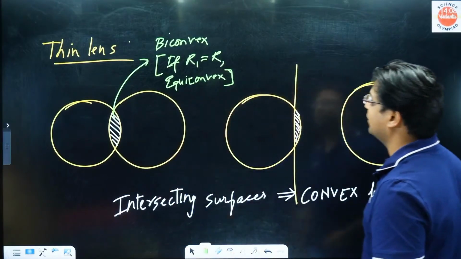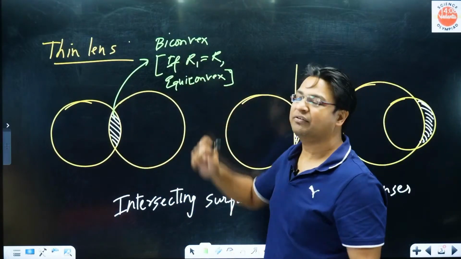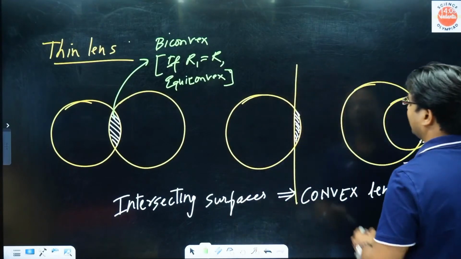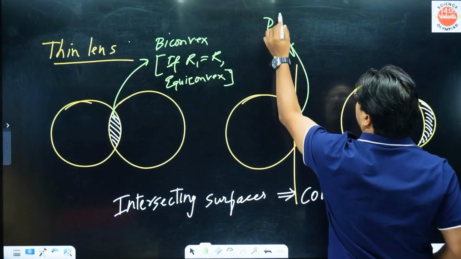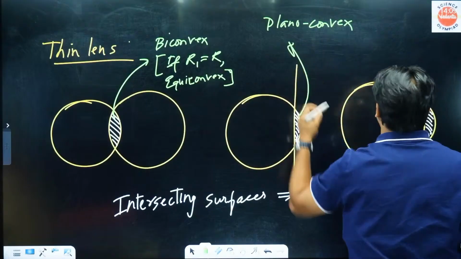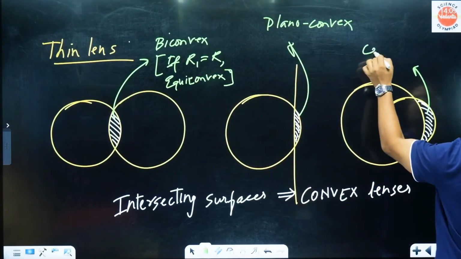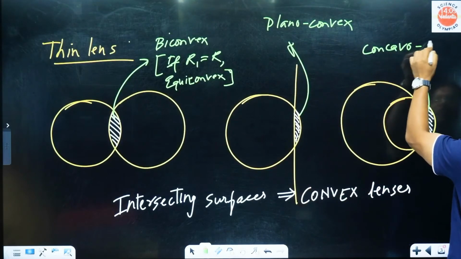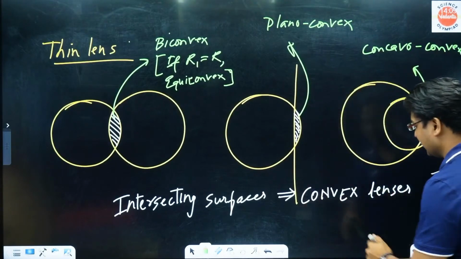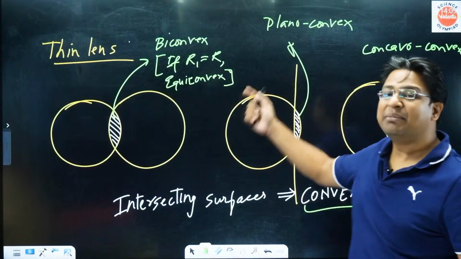Okay, so equiconvex. An equiconvex lens is a biconvex lens for which the radii of the two surfaces are equal. Now what do we call this one? This one is called a plano-convex lens, and we call this one concavo-convex. So you see that whichever category the lens belongs to, the name ends with that.